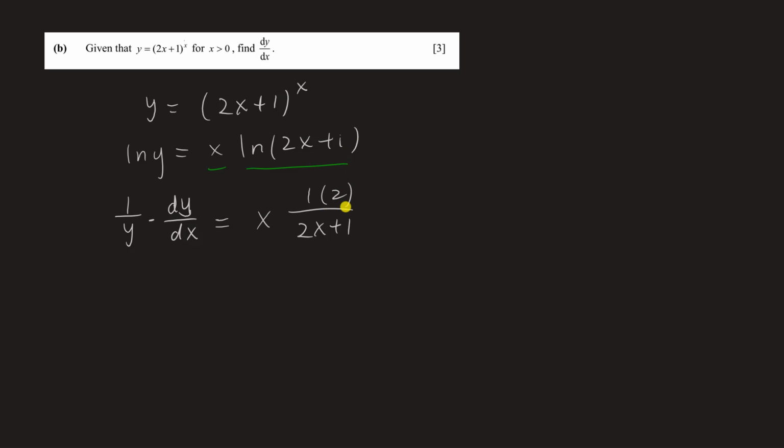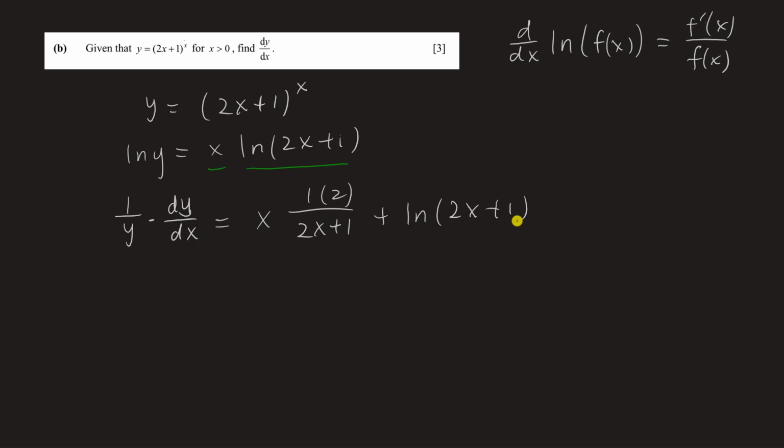By the way, ln of f(x), just for revision's sake, differentiating this gives us 1 over f(x) multiplied by f prime x. So differentiating 2x plus 1 gives us 2. So we put a 2 in the numerator. Okay, so we held this, we differentiated this, now we do the other way around. We differentiate this, we hold this. We will get ln(2x plus 1).